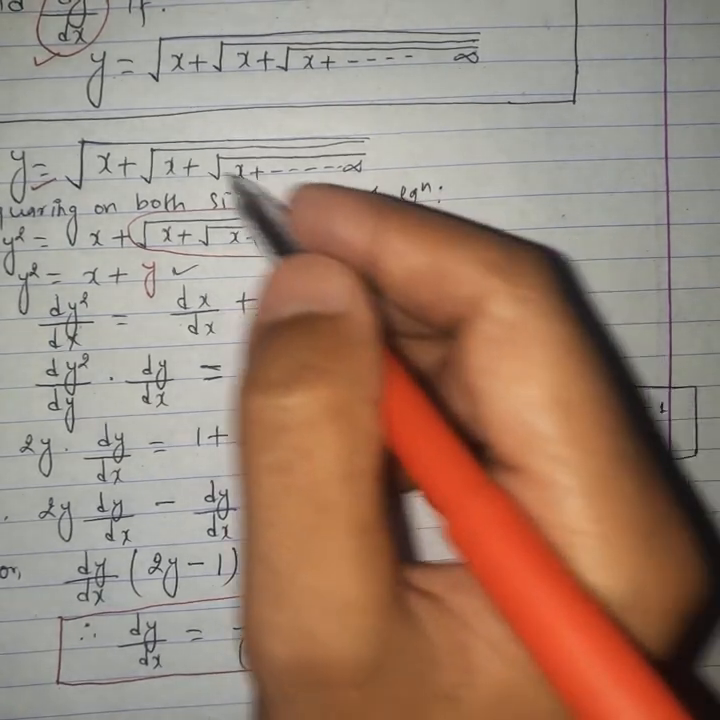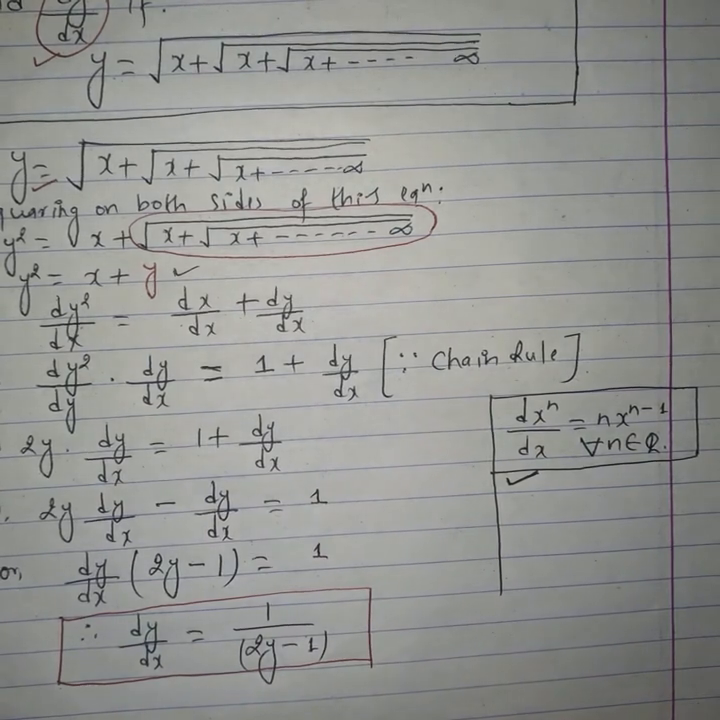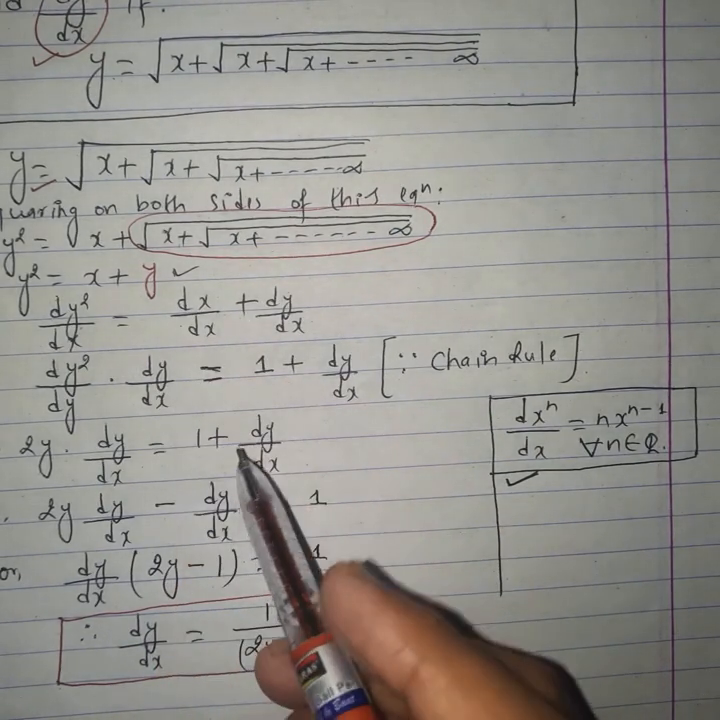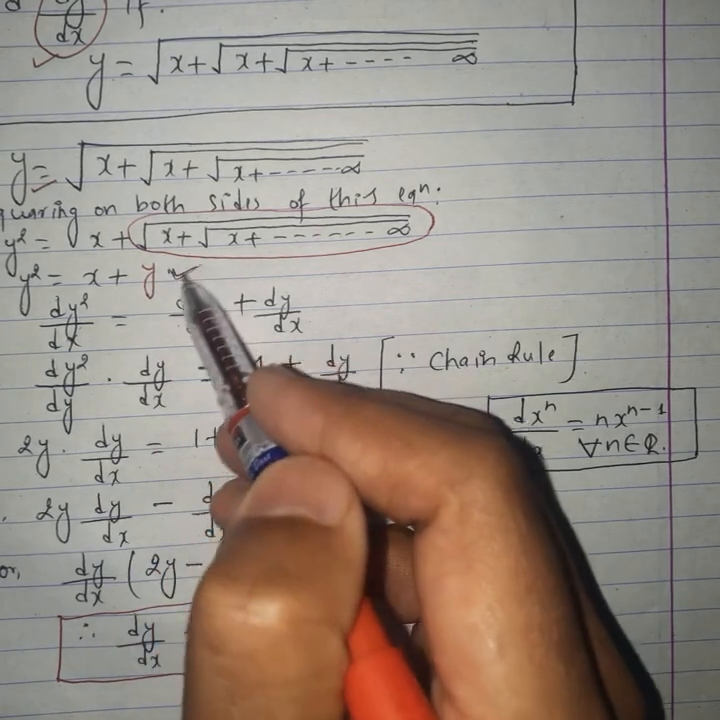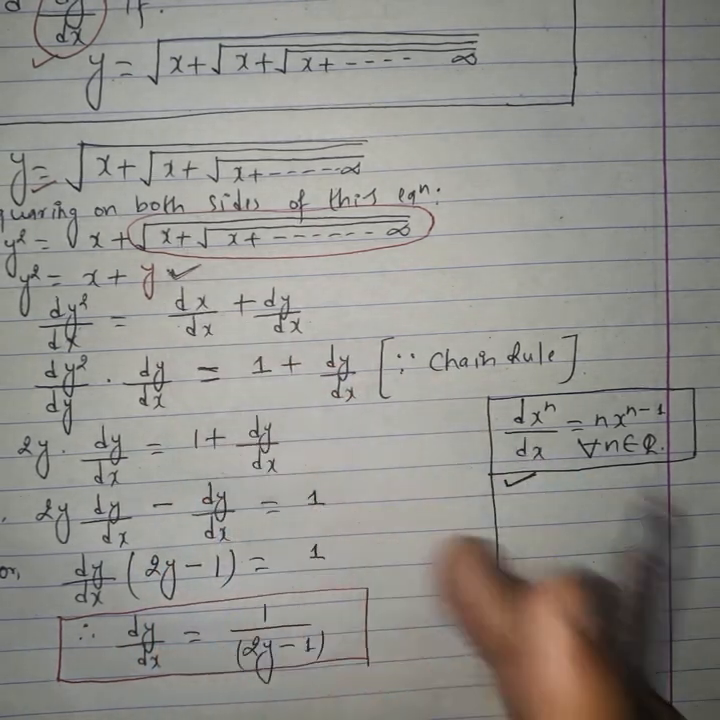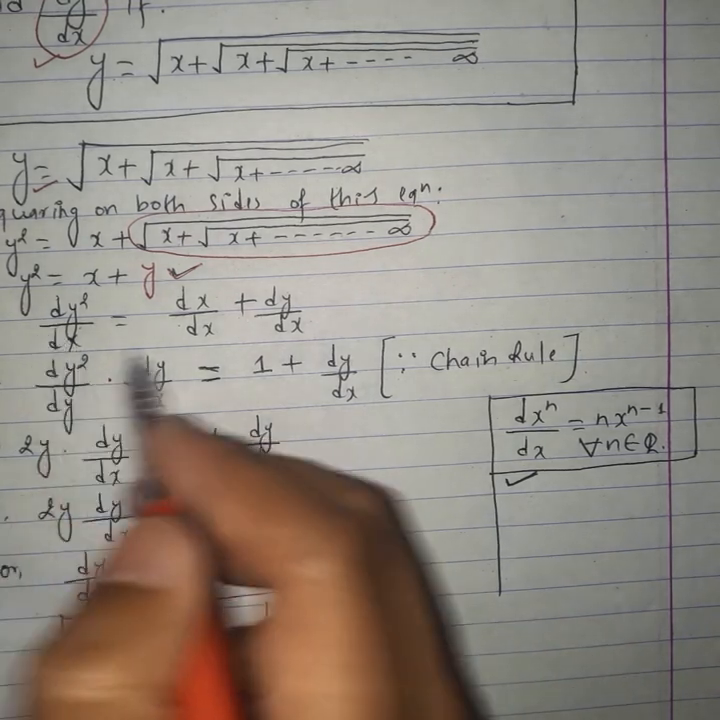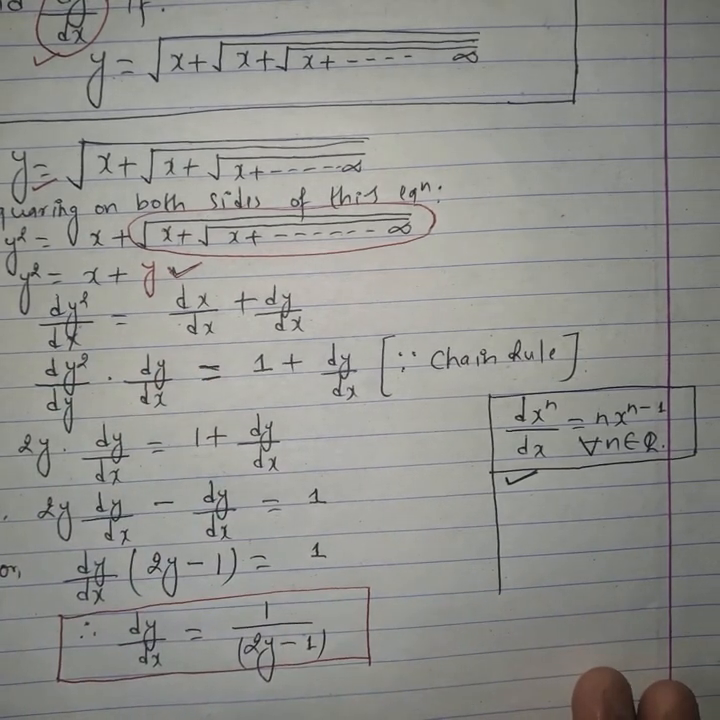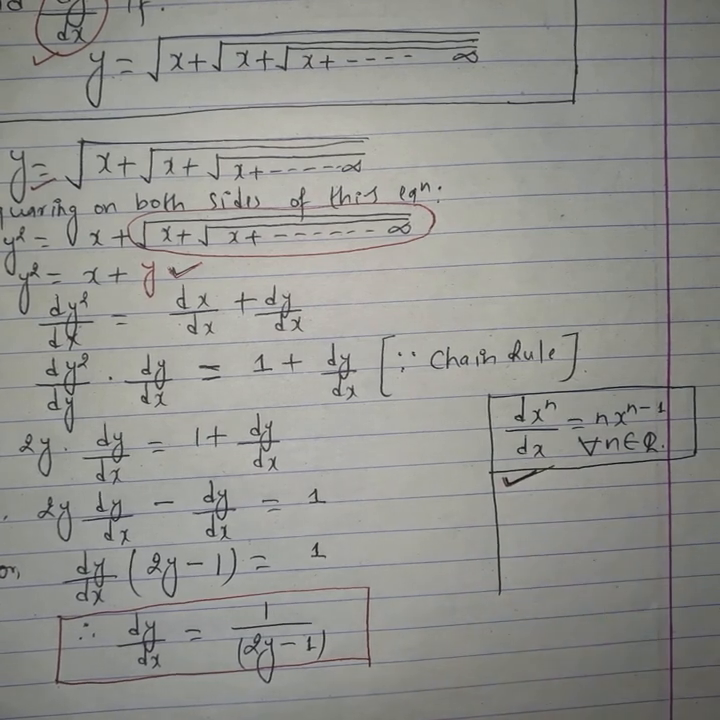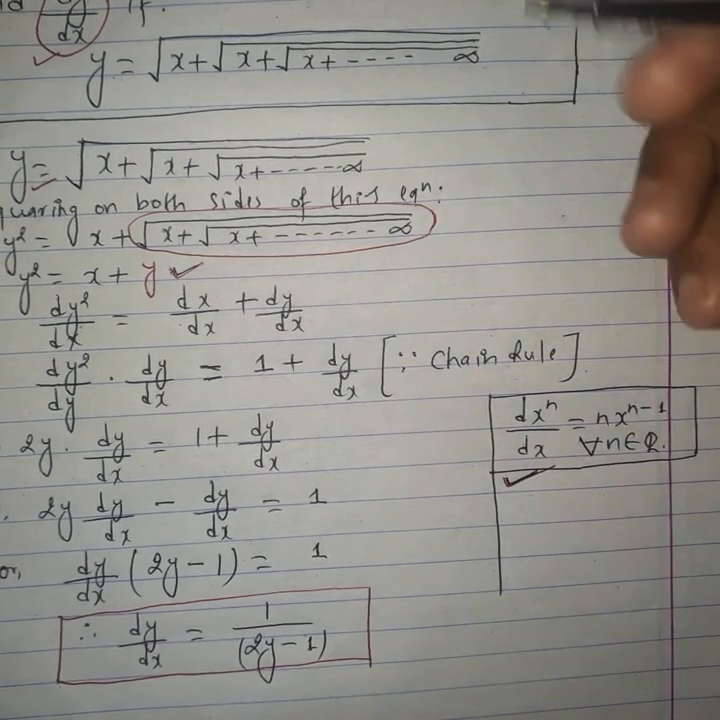Here we first simplify the given equation, and then we differentiate the obtained equation by using the concept of implicit differentiation. This process is called implicit differentiation. Here we use this formula. This is the whole solution for this particular question.